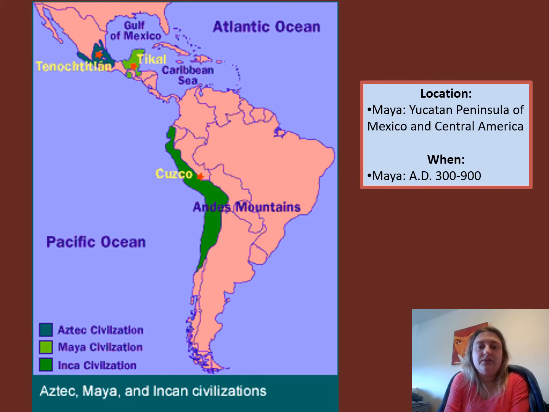All right, so location. This gives you the outline of all the three civilizations we'll be talking about. But the Maya are going to be right here where it says Tikal. That is called the Yucatan Peninsula. That includes part of Central America and part of Mexico.